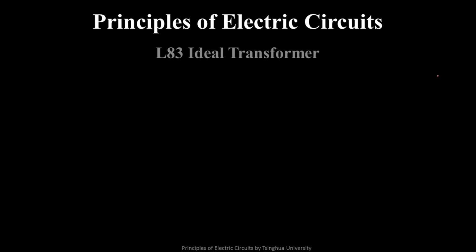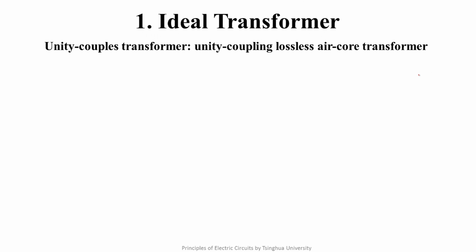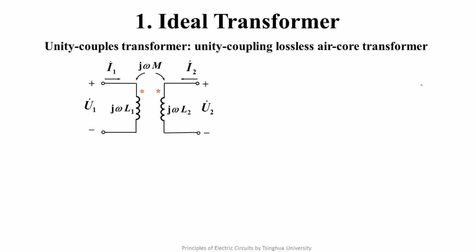There are 2 linear algebraic equations between them. Let's review the unity coupled transformer first. The unity coupled transformer is a lossless air core transformer with a unity coupling factor. Its equations of the port voltage and current are like this. That is to say, the port voltage meets a simple algebraic relationship with real coefficient, but the port current has an algebraic relationship with complex coefficient.